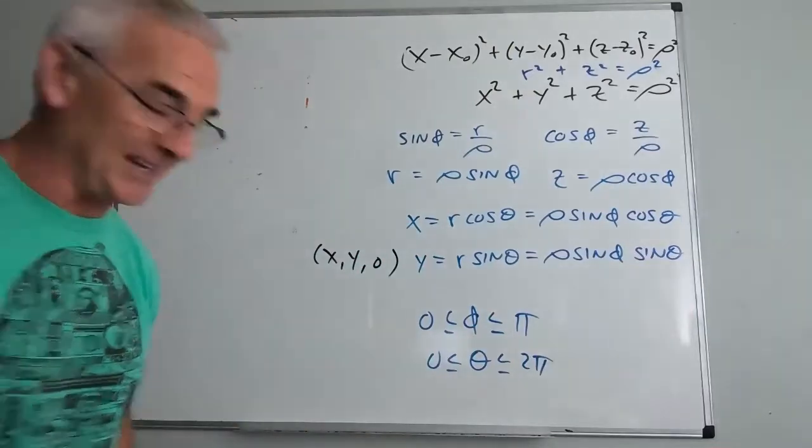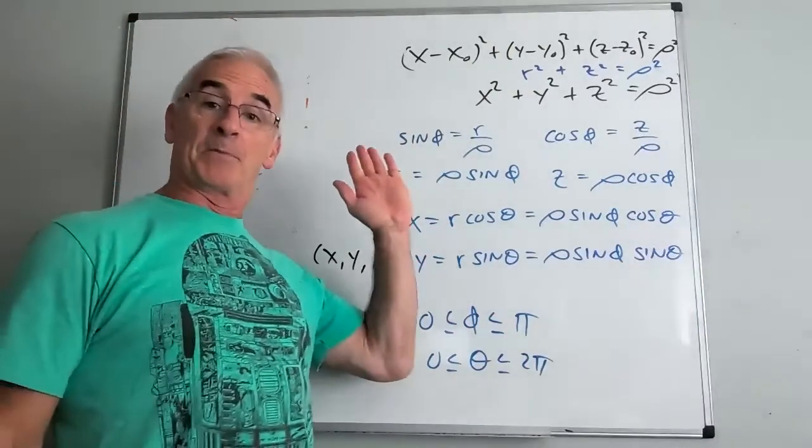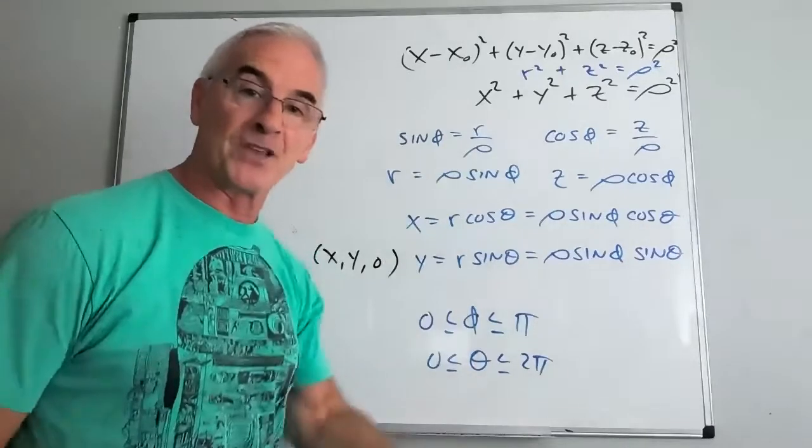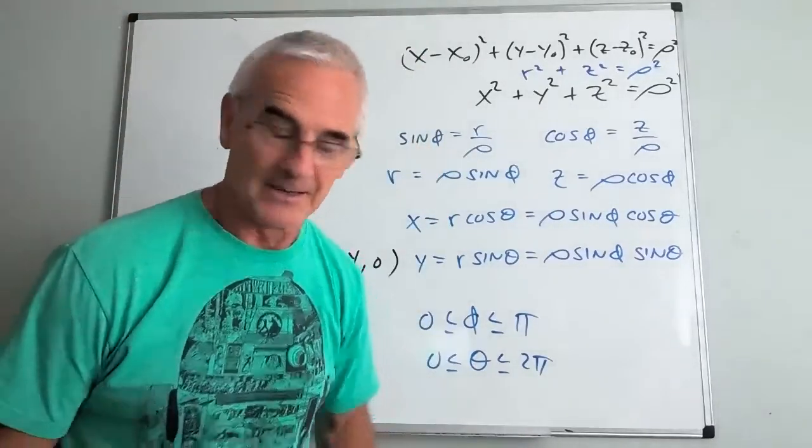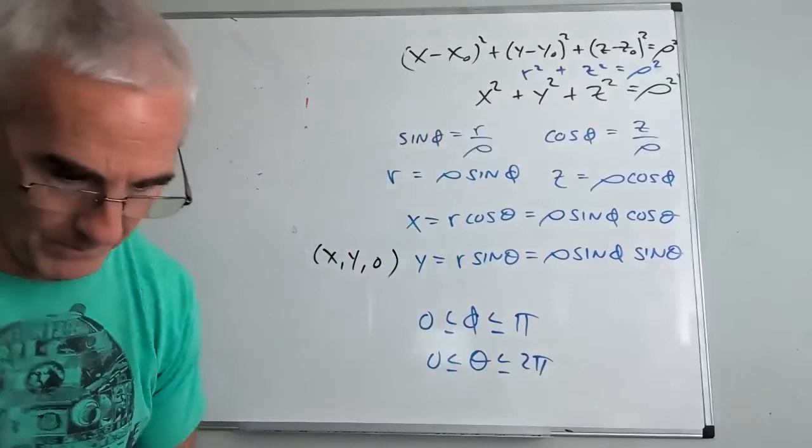Phi is out in 3D, but I'm only measuring it. It'd be like saying I'm going to measure the angle to my wall. There's nothing on the other side of my wall to measure. So 0 to pi.